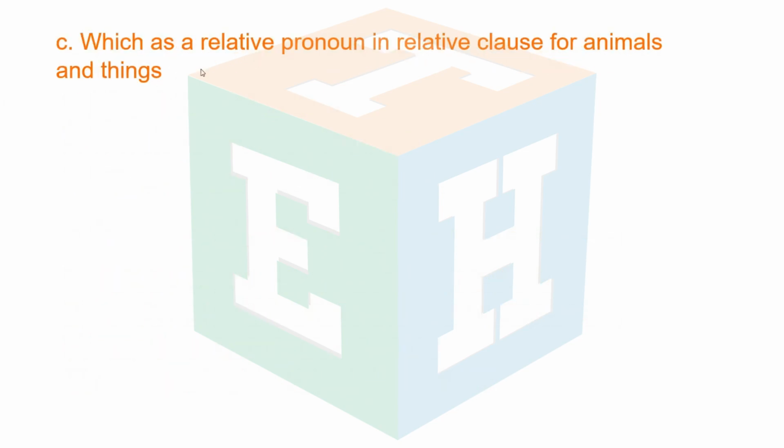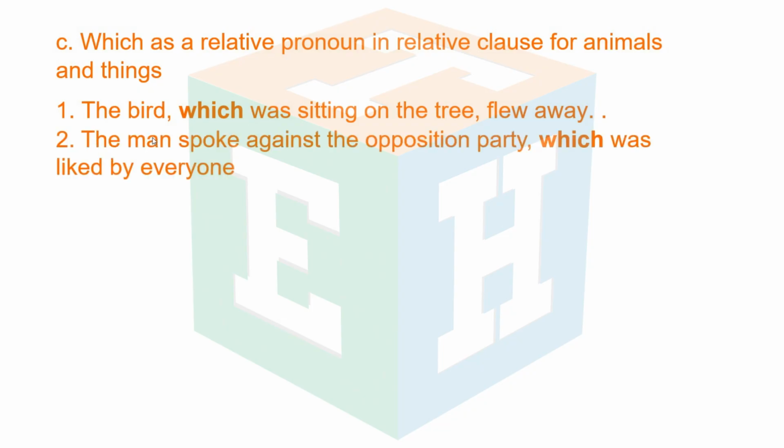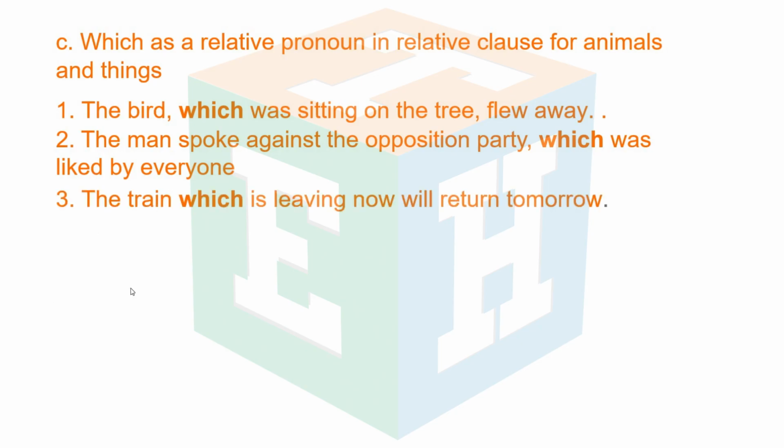C. Which as a relative pronoun and relative clause for animals and things. 1. The bird which was sitting on the tree flew away. 2. The man spoke against the opposition party, which was liked by everyone. 3. The train which is leaving now will return tomorrow.